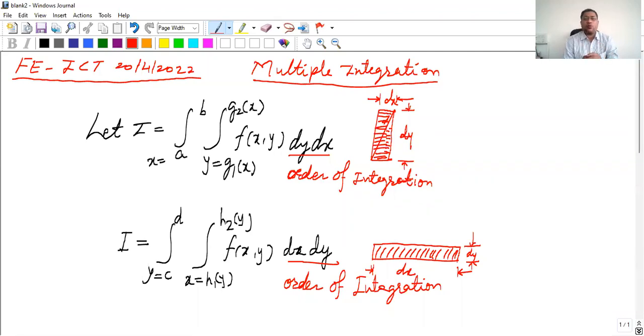First, we need to understand what the order of the integration is. Then we have to evaluate as per the order. Is there any doubt in this order of the integration? Sir, can you please explain how to determine the order of integration? Yes, exactly. Good.